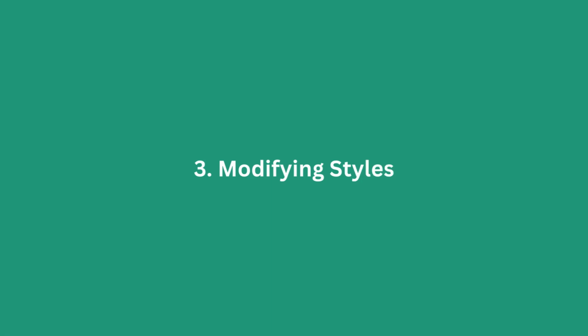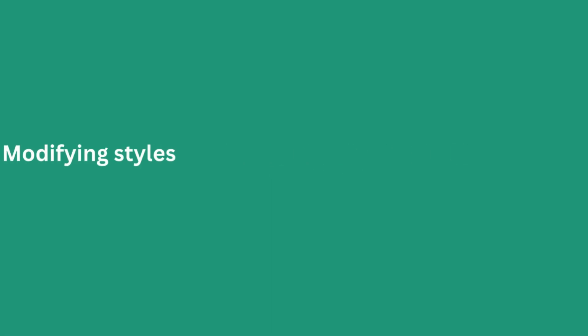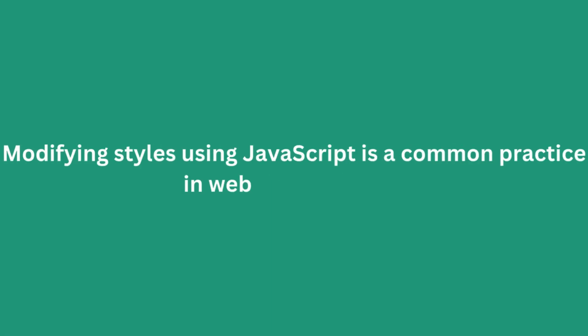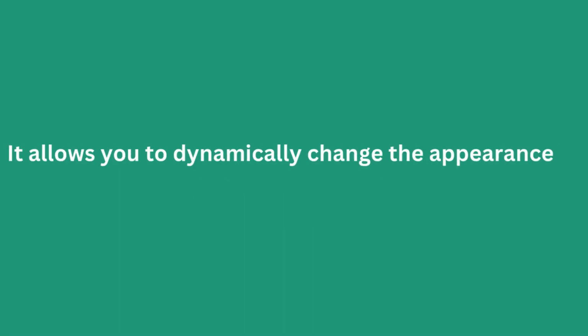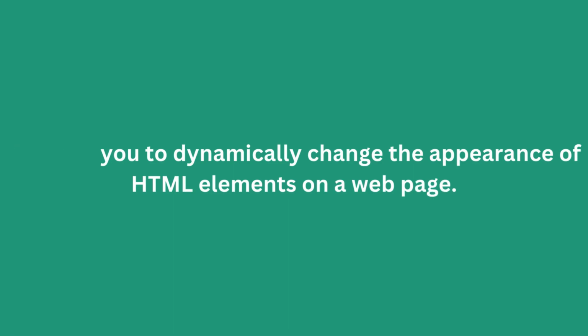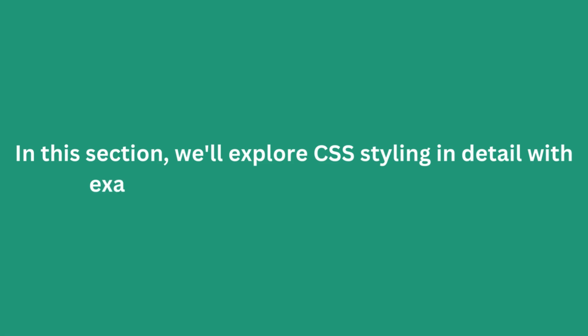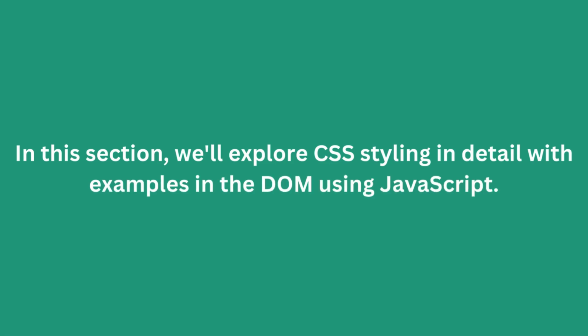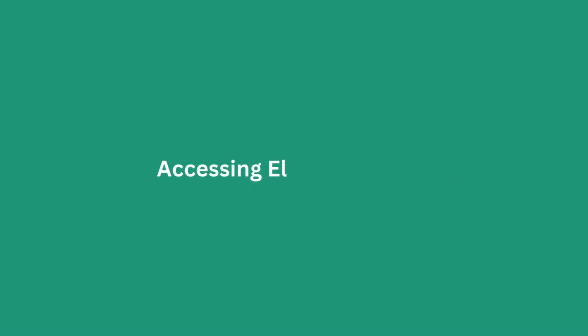3. Modifying styles. Modifying styles using JavaScript is a common practice in web development. It allows you to dynamically change the appearance of HTML elements on a web page. In this section, we'll explore CSS styling in detail with examples in the DOM using JavaScript.